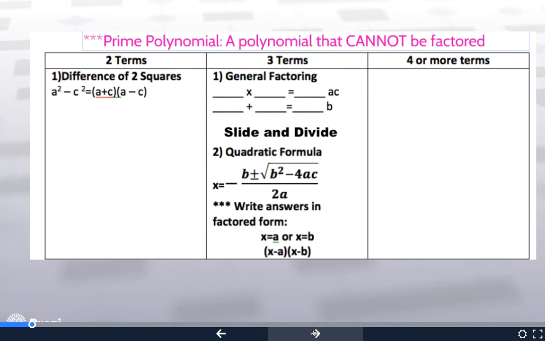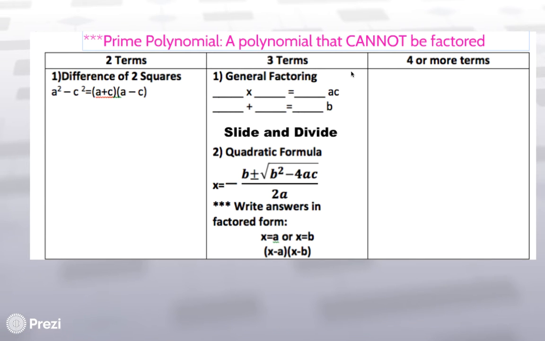Okay, so these that I have sorted here are ones that you have probably seen in previous sections or previous math classes. Now, first of all, something is called a prime polynomial if a polynomial cannot be factored. So if you try all the factoring techniques that we're going to talk about and none of them work, it is called prime, which means it just can't be factored.